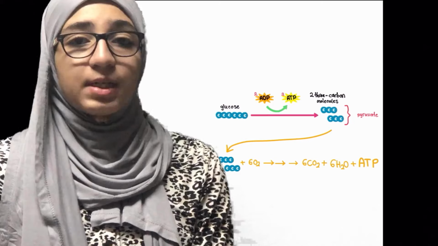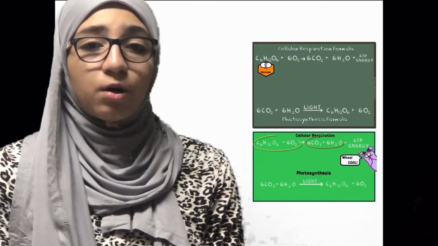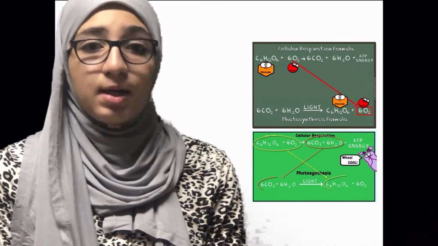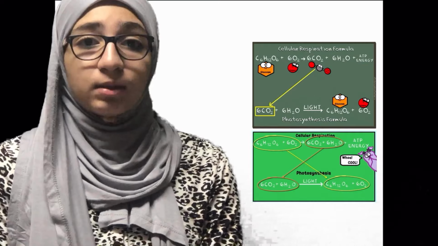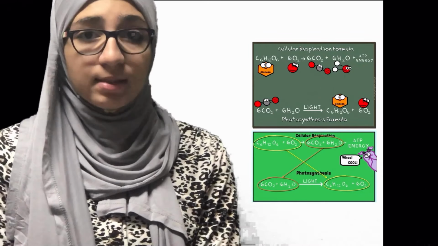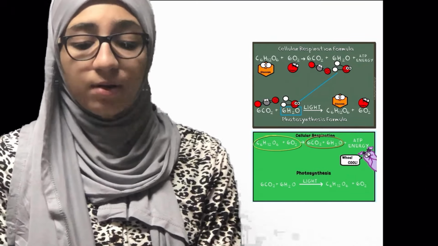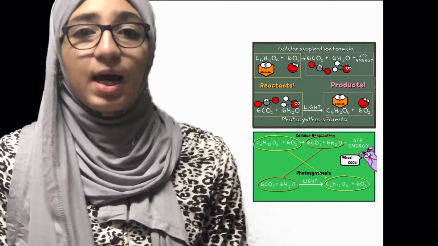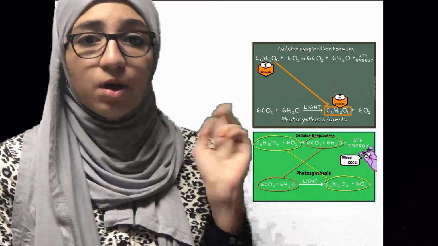Cellular respiration is a mirror of photosynthesis. The product of photosynthesis is the reactant of cellular respiration, and the reactant of photosynthesis is the product of cellular respiration. Cellular respiration has two main stages: Krebs cycle and electron transport.